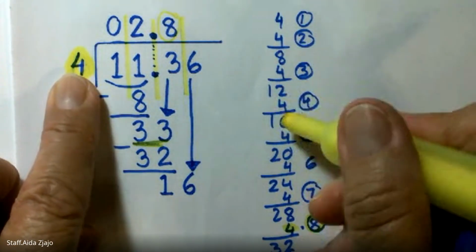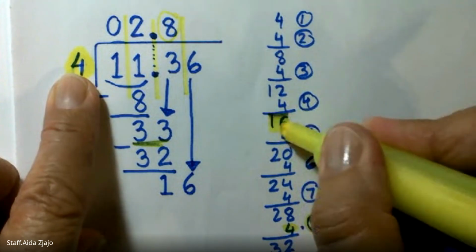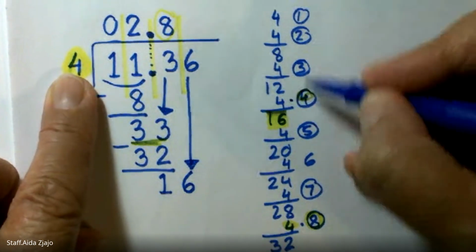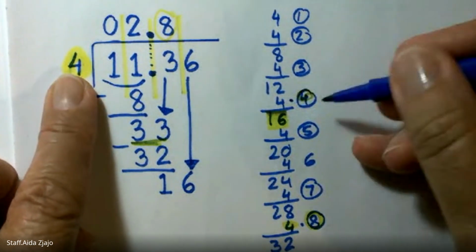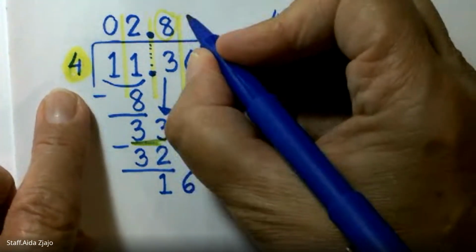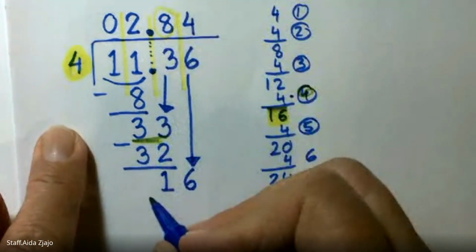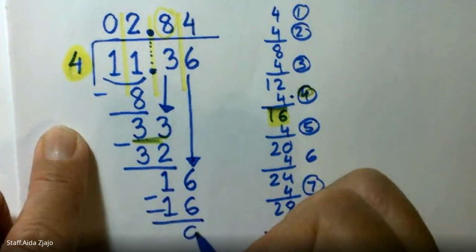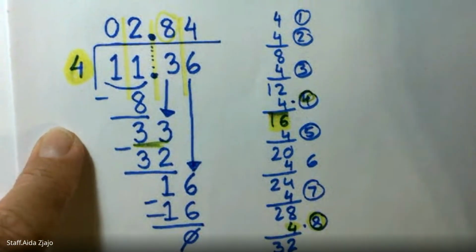4 times what makes 16? It's 4 times 4. So you can use this chart again. 4 times 4 is 16. So here is the 4. 4 times 4 is 16. I share that 16 and I have nothing left.